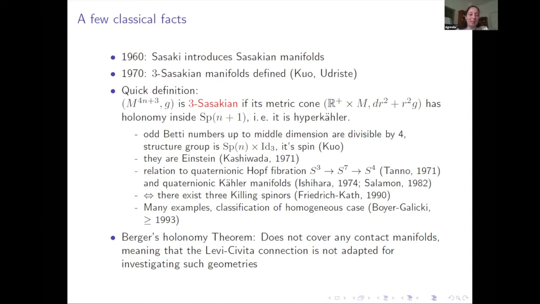Now, if we think back to our classical courses on differential geometry, then the first thing to notice is that Sasaki and three-Sasaki manifolds, and in fact, all of contact geometry, does not appear in Berger's holonomy theorem, meaning that the Levi-Civita connection is not acting irreducibly with an interesting subgroup of the orthogonal group on the tangent bundle. So in fact, the Levi-Civita connection is not very well adapted for investigating Riemannian contact manifolds. And if I'm saying contact, basically it always means almost contact manifold definitions are going to follow. It's just a question of abbreviations.